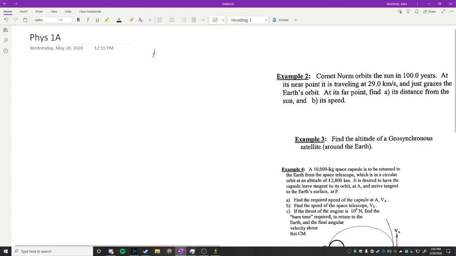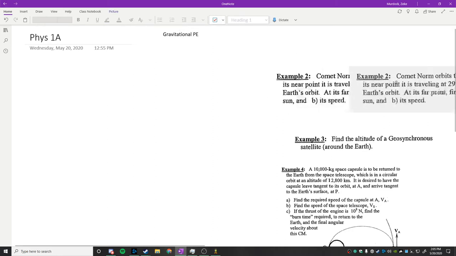Okay, this is Physics 1A for May 20th. Today we're basically going to be talking about gravitational potential energy. That's the main topic for today, and we're going to use it to solve these problems that are over here to the right.